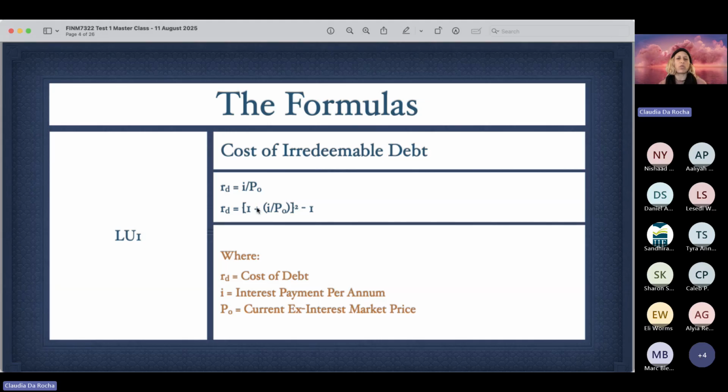So in terms of the formulas, we are looking at cost of debt first. Then we're going to look at cost of your preference shares and then cost of equity. So there's three types of financing that we're looking at, and there's different formulas. Cost of irredeemable debt. So we have certain types of debt. First one is the irredeemable debt. Irredeemable debt meaning there's no set maturity date, so you can redeem it or pay it at any time. The standard formula is I over PO.